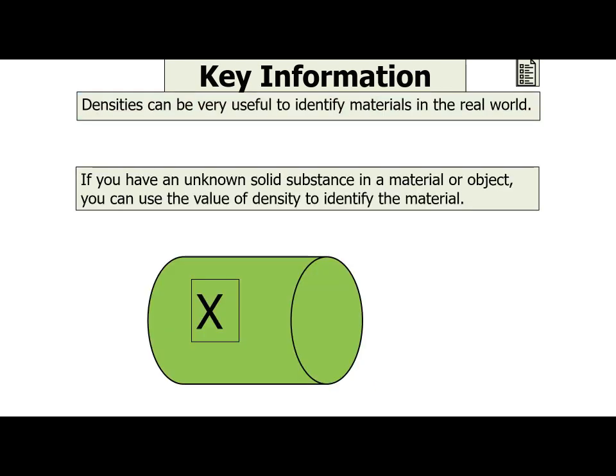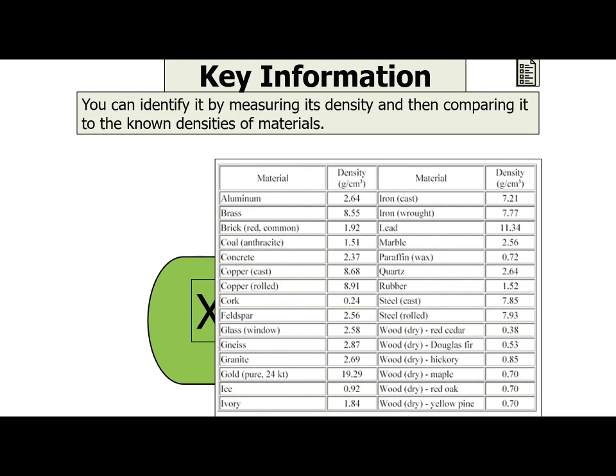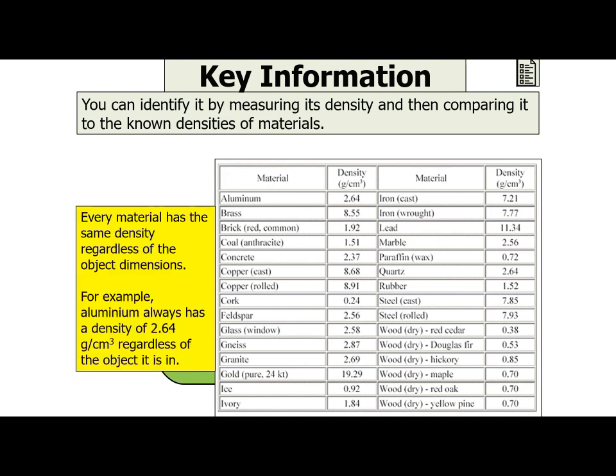Now, densities can be very useful to identify materials in the real world. If you have an unknown solid substance in a material or an object, you can use the value of density to identify the material. So every solid material has the same density regardless of object dimensions. So if you can calculate the density of a solid material, you can work out what the material is. So here, for example, you can see some different examples of densities of different solid materials. So for example, aluminium always has a density of 2.64 grams per centimeter cubed regardless of the object shape that it has. So if you can work out the density of a material, you can identify what the material is.